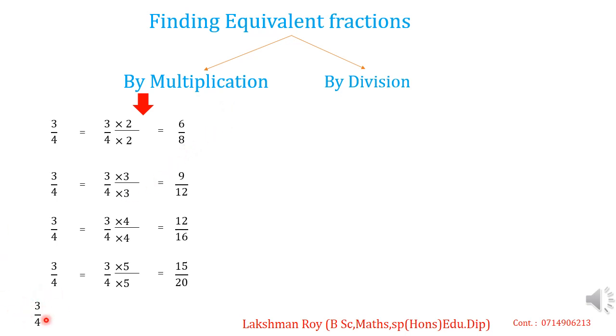My first given fraction is 3/4. One fraction we found is 6/8. Another fraction we found is 9/12. Another fraction is 12/16. Then the fourth fraction is 15/20. So those are all equivalent fractions to 3/4. The division part we'll discuss later.